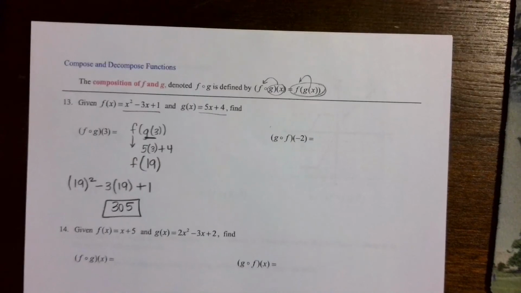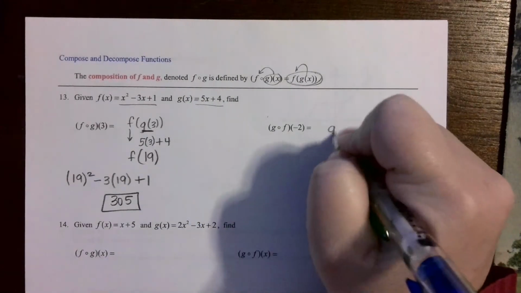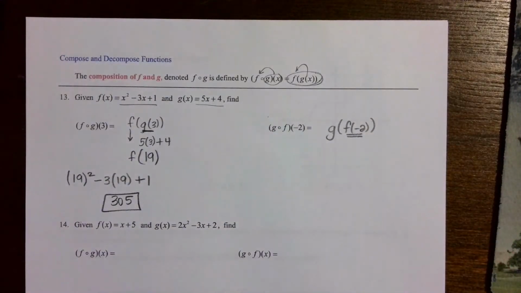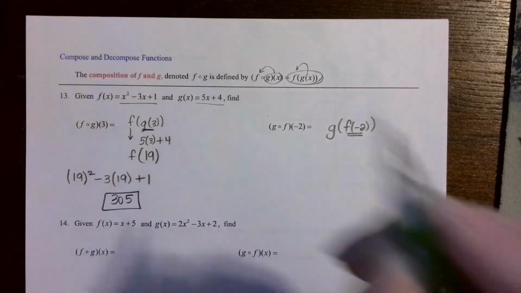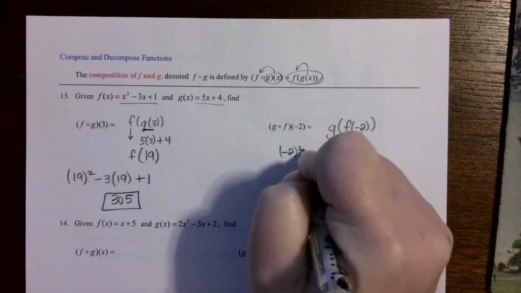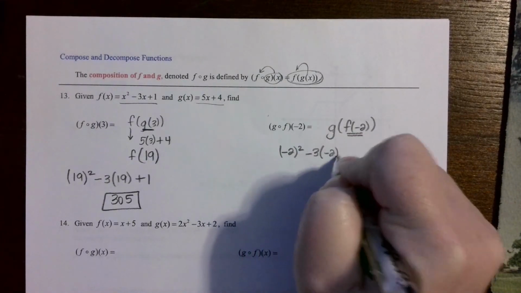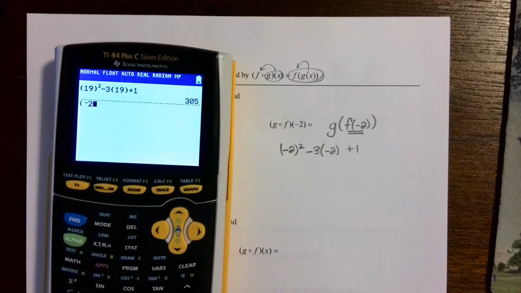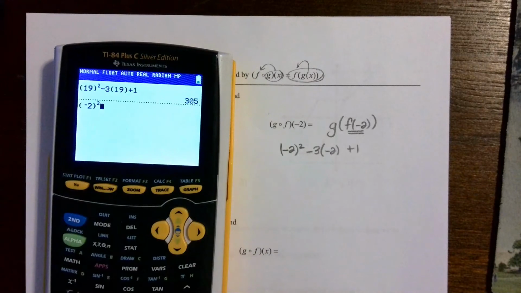All right, if you want to hit pause and go ahead and try this one, g of f of negative 2, starting with f of negative 2, that would be great, and I will do it in a second. All right, so we're starting with f of negative 2. So we're plugging negative 2 into our f equation. So negative 2 squared minus 3 times negative 2 plus 1. So I'm going to plug that into my calculator. Negative 2 squared, remembering the parentheses, minus 3 times negative 2 plus 1.